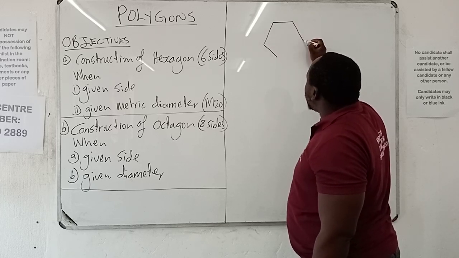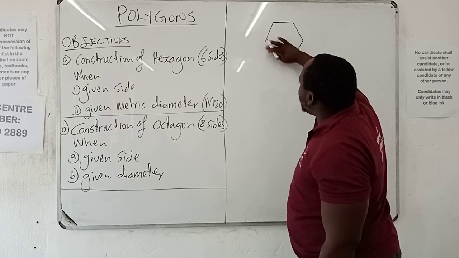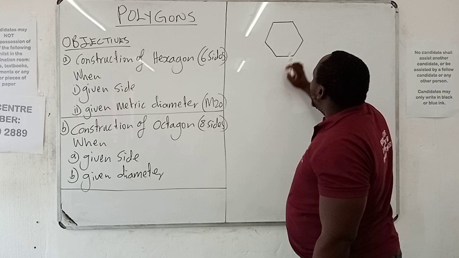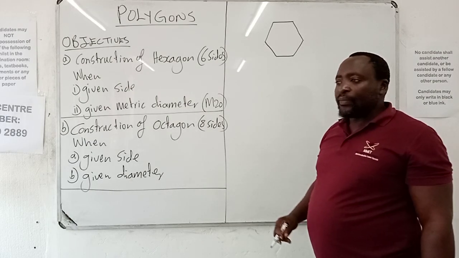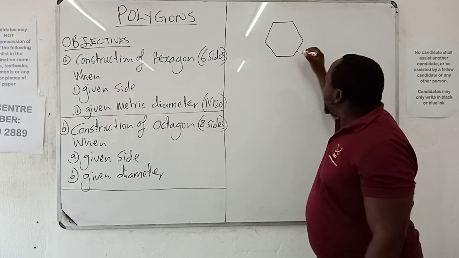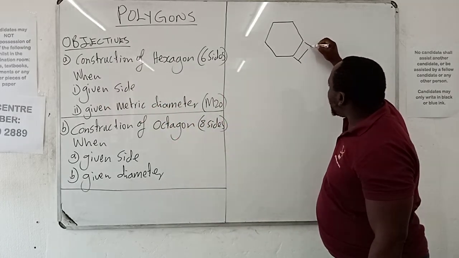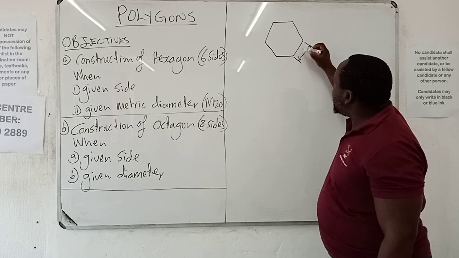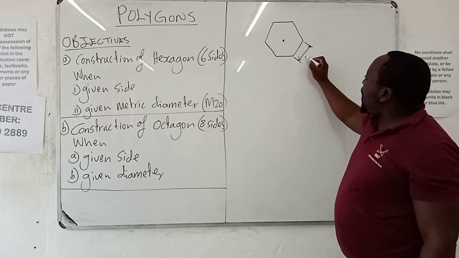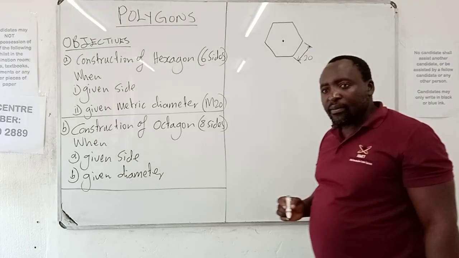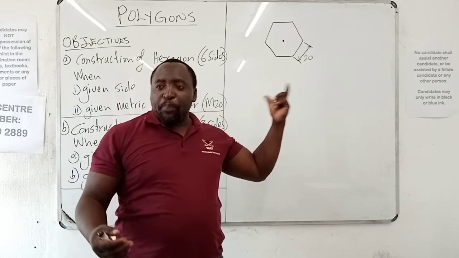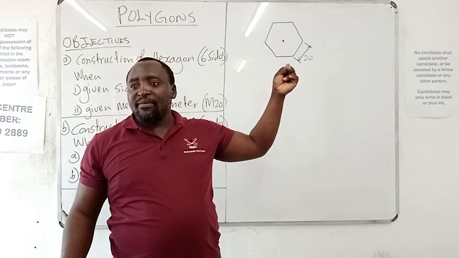So now, on the polygons, if I have a hexagon, 6 sides, there must be equal sides, né? If my drawing has equal sides, it's okay. We have got 6 sides. Okay? When we are talking of when given a side, we are talking about a side like this. When given a side, let's say this one we say is 20. How do you construct such a polygon when you are given a side?